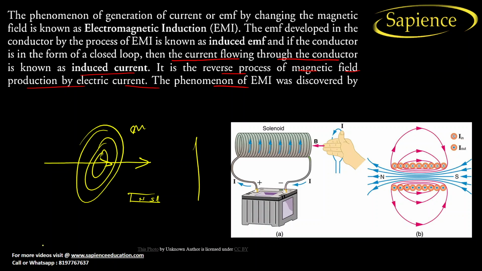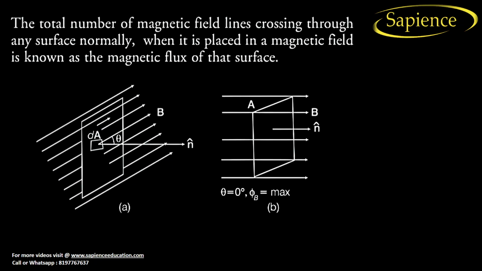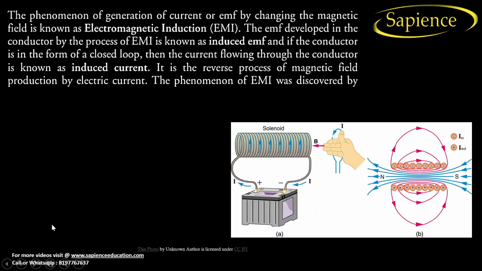This is a very important phenomena by which we can understand that we are getting an AC current or any DC current. Earlier it was only power sources like chemical energy to electrical energy, but now AC current has been developed by just mechanical energy to electrical energy. It is the reverse process of magnetic field production by electric current. The phenomena of EMI was discovered.